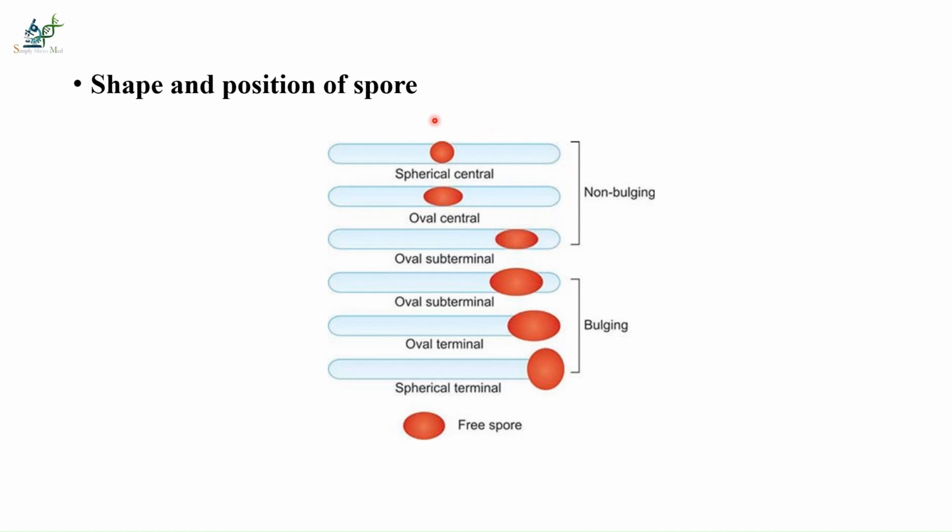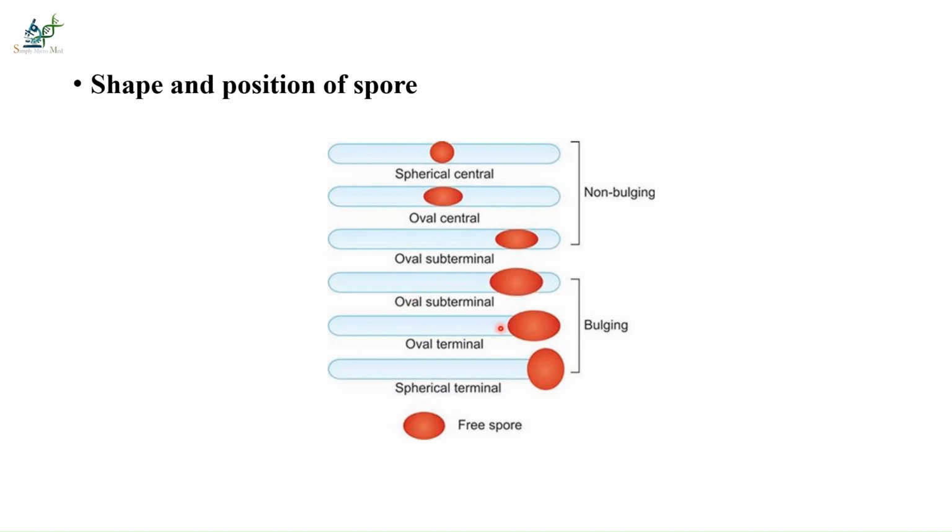And we can say that these three are non-bulging. That means the spore is seen inside the cell and it is not projected outwards from the cell. That is why it is called non-bulging spores. Next, about the bulging spores, we can see this is oval subterminal. Same thing, oval subterminal, but it is bulging.